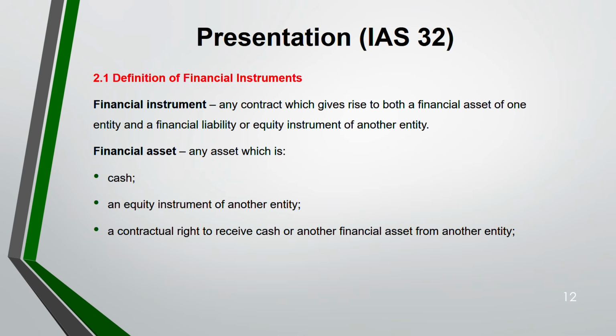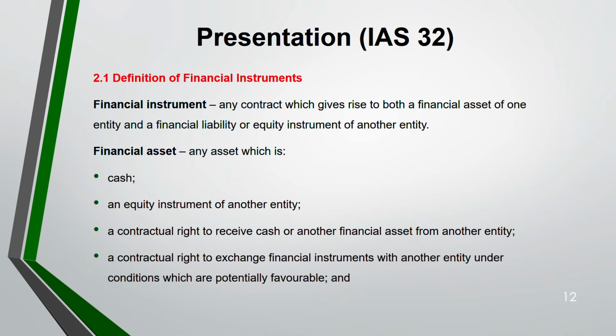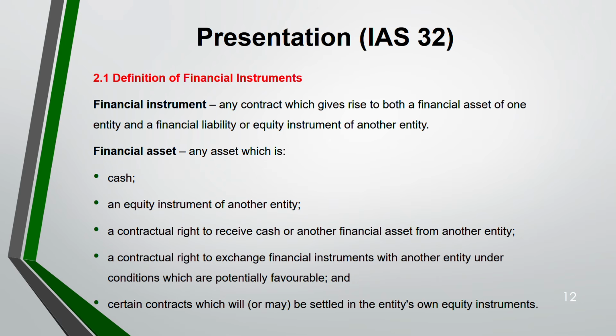Any contractual right to receive cash, for example, trade receivable, where you have the right to receive cash from your customer. Or if you have the right to receive dividend, that means the right to receive another financial asset, that is also a financial asset. Any contractual right to exchange your financial instrument with another entity under conditions that are favorable for you. So any of these conditions, it's a financial asset. Now, certain contracts which will be settled in the entity's own equity instrument. So any of these five are examples of a financial asset.